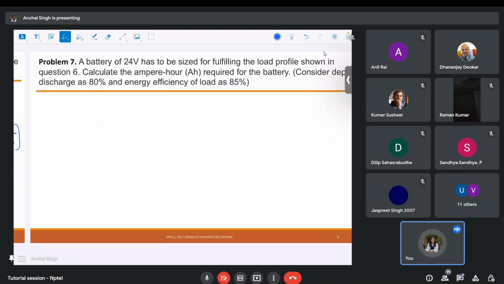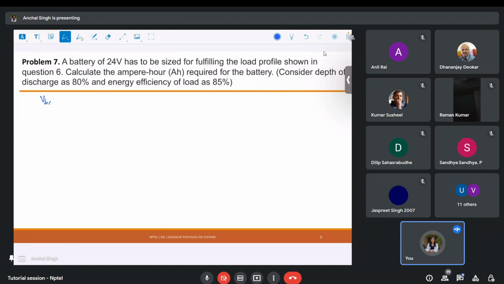So in problem number 7, a battery of 24 volt has to be sized for fulfilling the load profile shown in the previous question. They are still using the load profile. Calculate the ampere hour required for the battery. Consider the depth of discharge as 80% and energy efficiency of load is 85%.